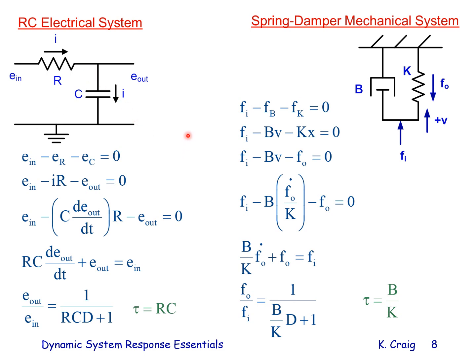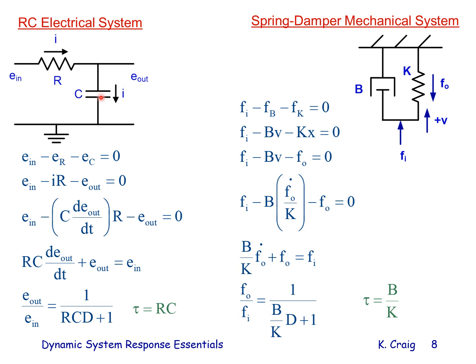Here we see an RC electrical system and a spring damper mechanical system. They are analogous. Let's analyze both and see what that means. Here we have a resistor and a capacitor. Here we have a dashpot and a spring. The resistor is analogous to the dashpot. The capacitor is analogous to the spring. We assume here that there's nothing connected to the RC circuit, that I out is 0.